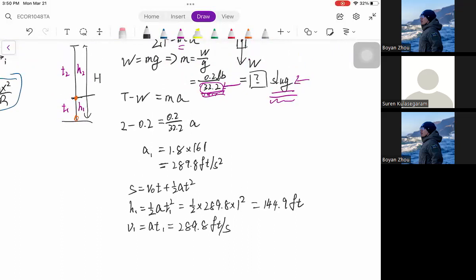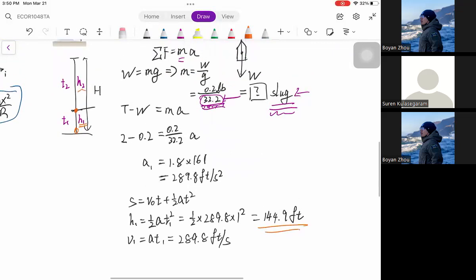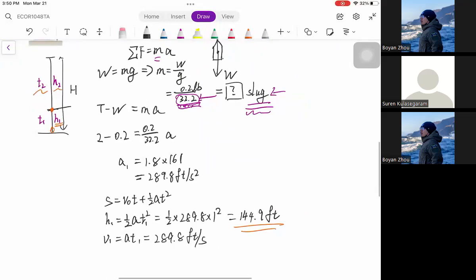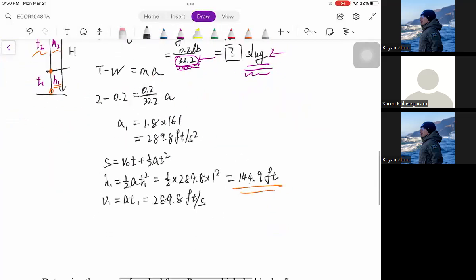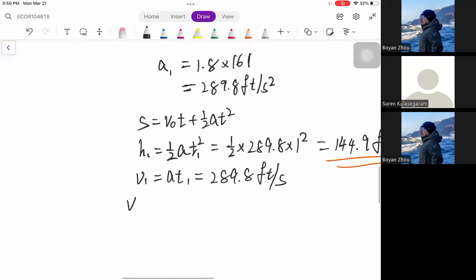So now we have the h1 value calculated here, and then we just need to calculate h2 and t2. For finding h2, there's an easy way. Remember the basic equation: the final velocity squared minus the initial velocity squared is equal to 2 times the acceleration times the displacement.